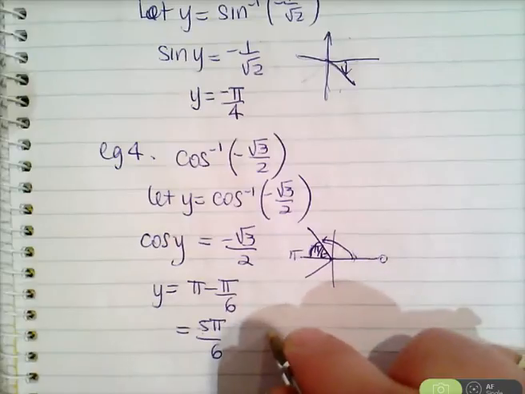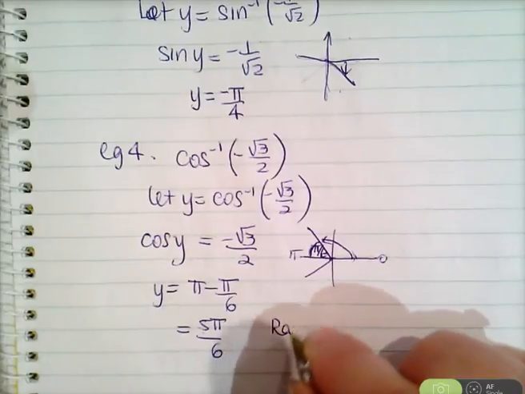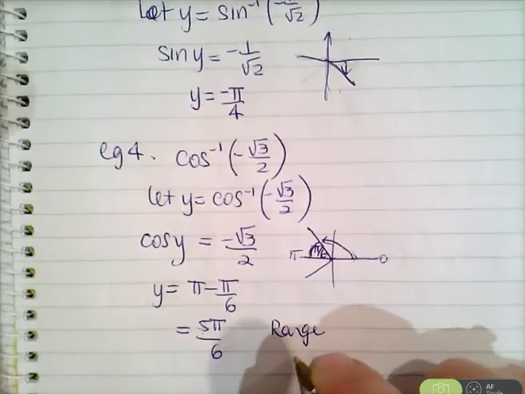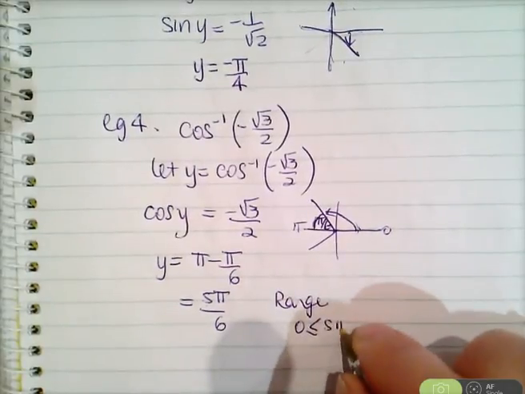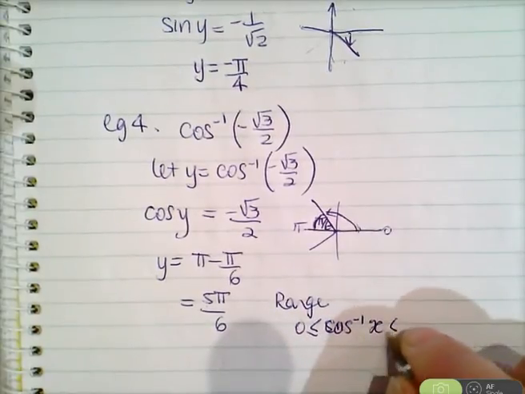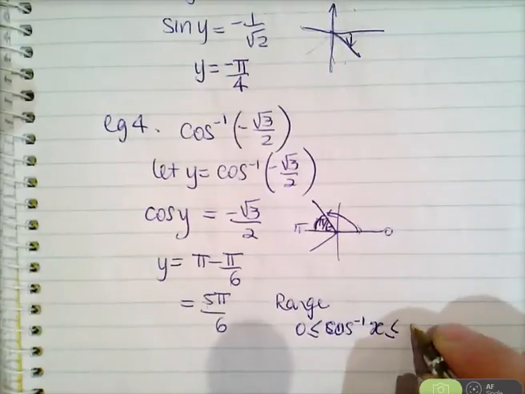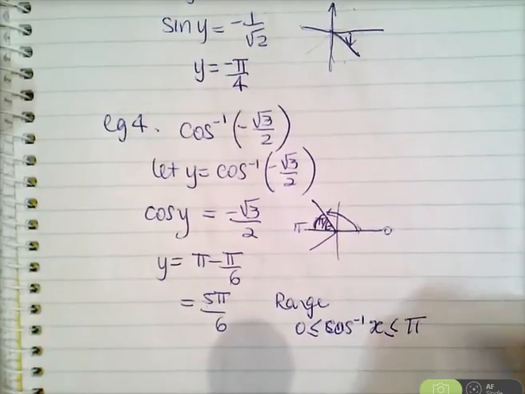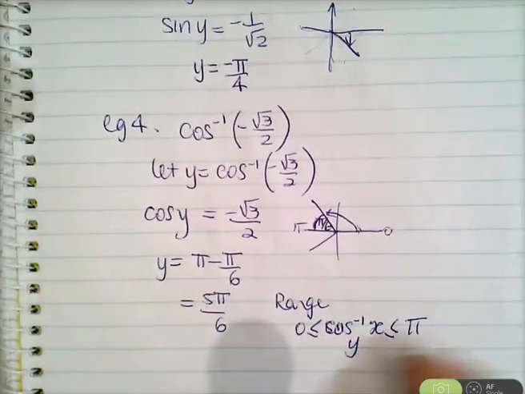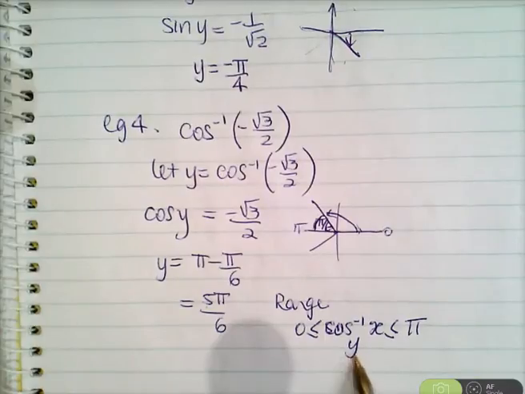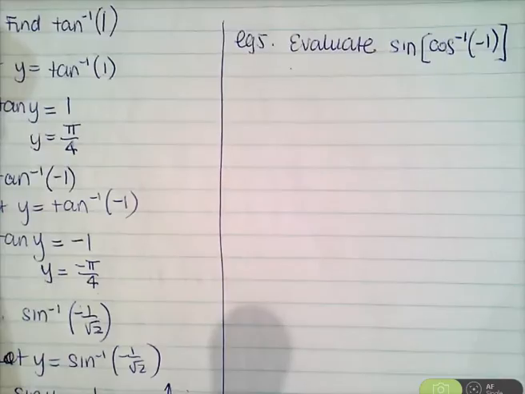Remembering that we have a restricted range, because the range of the inverse cos curve is from 0 to pi, okay? Or I can just write 0 less than or equal to y less than or equal to pi. But remember, we would be sketching the curve y equals inverse cos of x. You'll see some questions written like this.